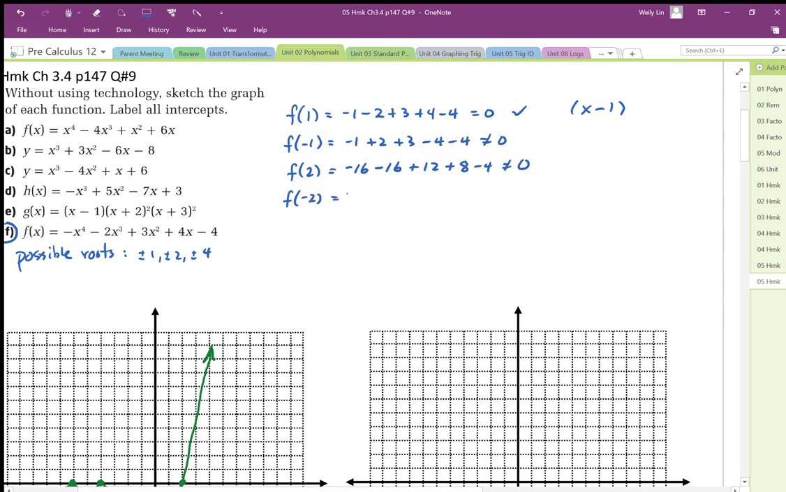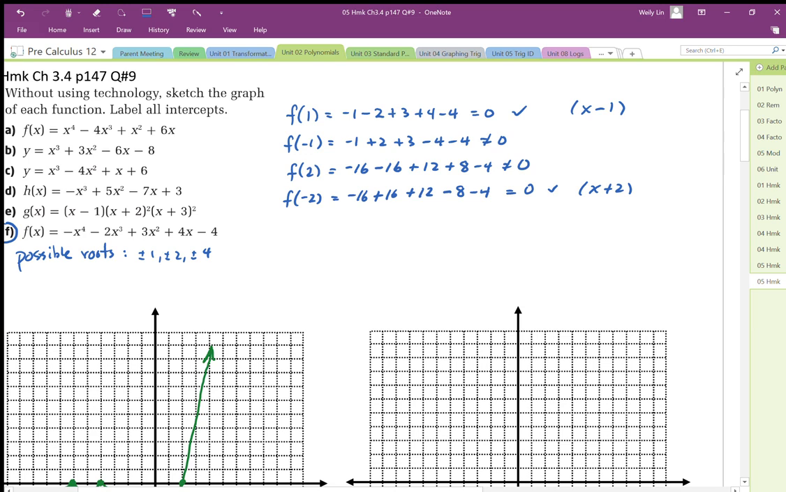So then we go on to negative 2. And in this case, I end up with negative 16. This becomes positive 16 plus 12. This works out to be minus 8 minus 4. And when I sum that all up, that is equal to 0. So I've now found two roots. So I have two factors. That's all I need at this point.